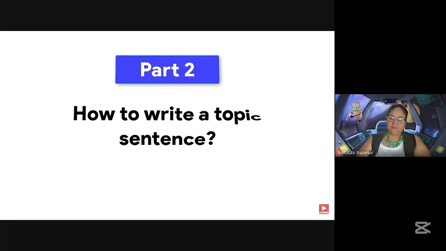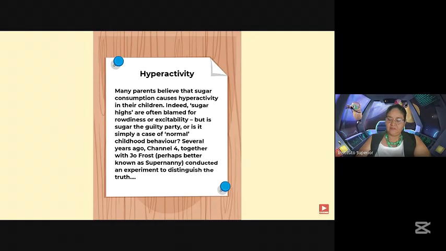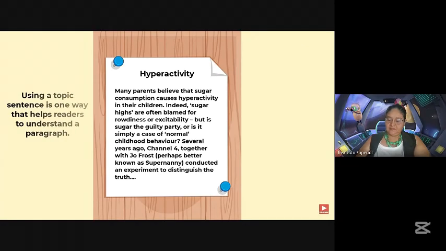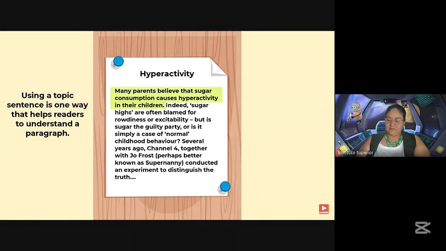4. How to write a topic sentence. Paragraphs should be easy for readers to understand. Using a topic sentence is one way that helps readers to understand a paragraph. A topic sentence usually comes at the beginning of a paragraph. The topic sentence contains the main idea about the topic. A good topic sentence helps readers understand the paragraph.